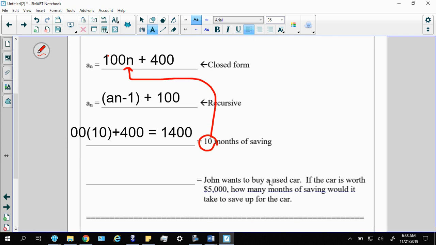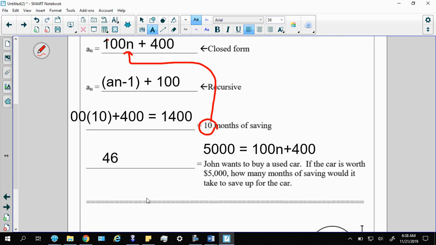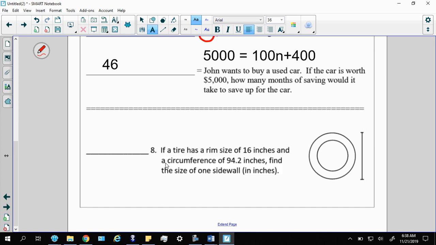John wants to buy a used car. If the car is worth $5,000, how many months? So you're working backwards here now. You're going to set it as 5,000 is equal to 100n plus 400. So you're trying to find n because n represents how many months there are, and it ends up being 46.